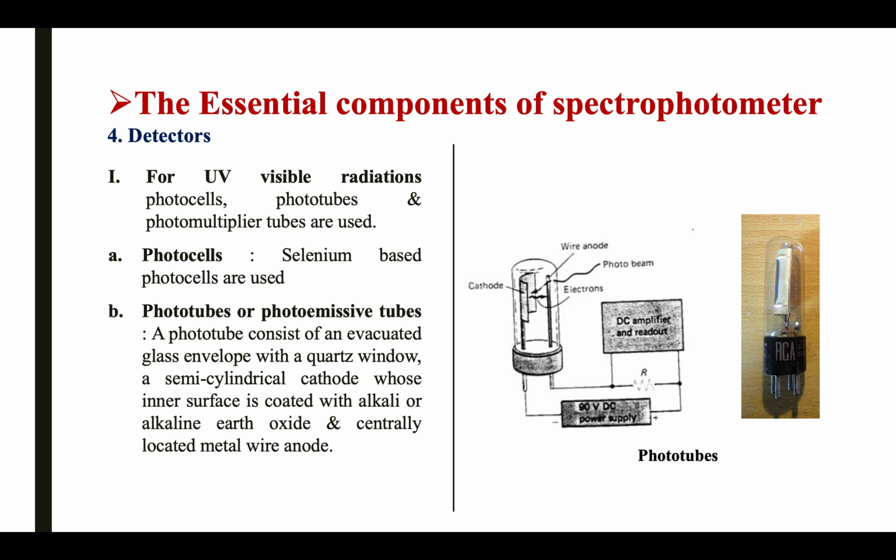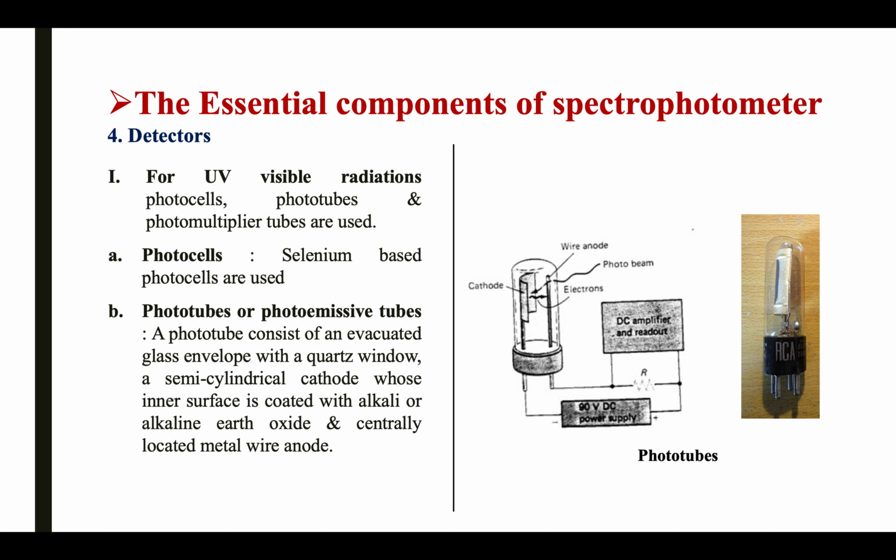As the voltage applied across the two electrodes of the tube is increased, the fraction of emitted electrons that reaches the anode rapidly increases. When the saturation voltage is achieved, essentially all of the electrons are collected at the anode. The current then becomes independent of voltage and directly proportional to the radiant power. Phototubes are usually operated at a voltage of about 90 volts DC.